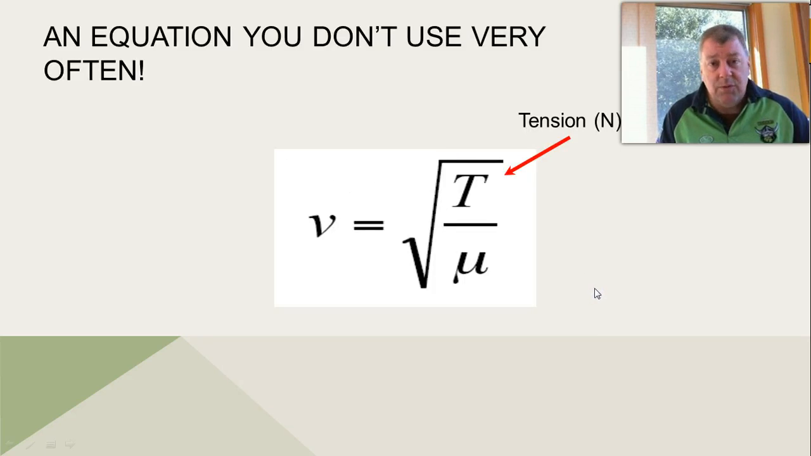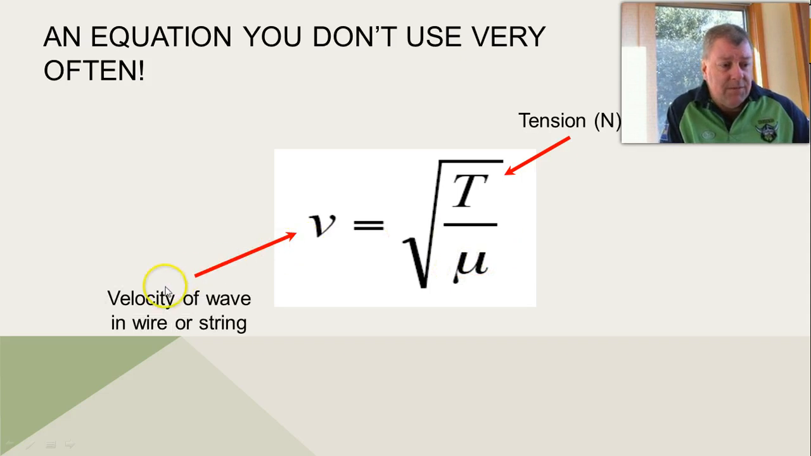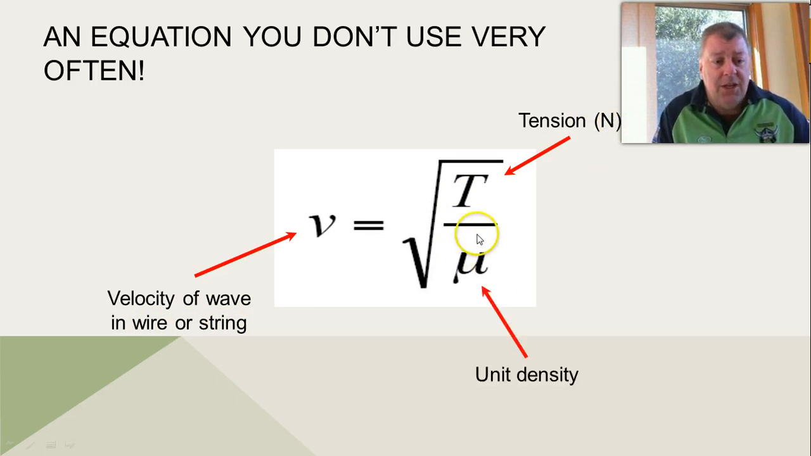Now this equation, because we're talking about a stretched string, sometimes we're given just enough information to use this equation on our information sheet, which is hidden away there. And this one is v equals the square root of T on mu, the linear density, I've forgotten, sorry. So v is the velocity of the wave in the string or wire, T would be the tension which you would be given in newtons, and this is the unit density.